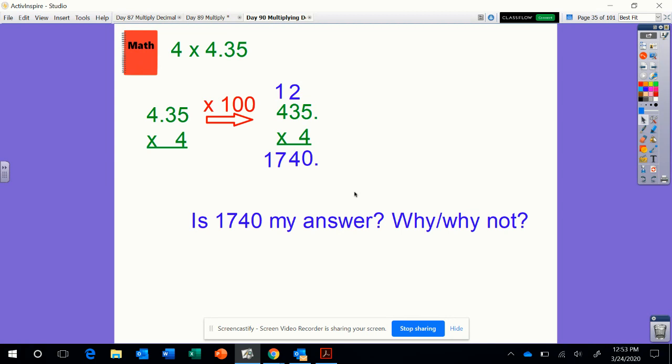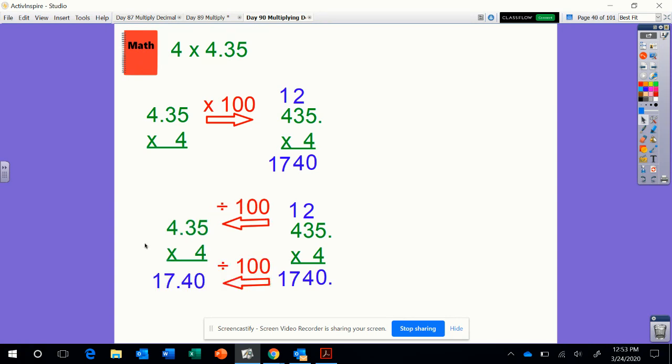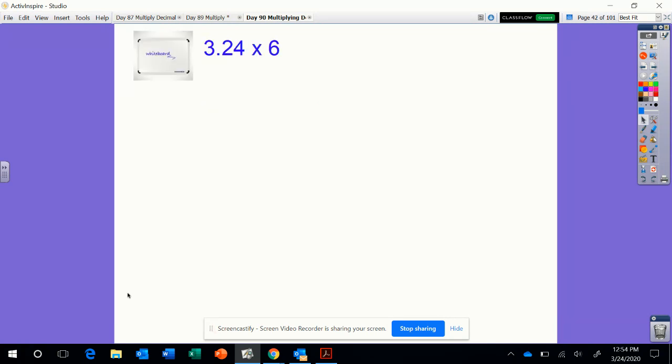Okay, this cannot be our final answer. So when we divide to put the decimal back, here we multiplied by 100. So now we need to divide by 100. So when we divide by 100, we're going to move our decimal to the left 2 times because 100 has 2 zeros. So when we move it to the left 2 times, we end up with 17 and 40 hundredths.